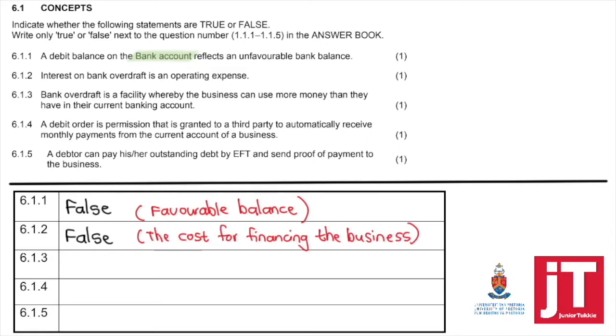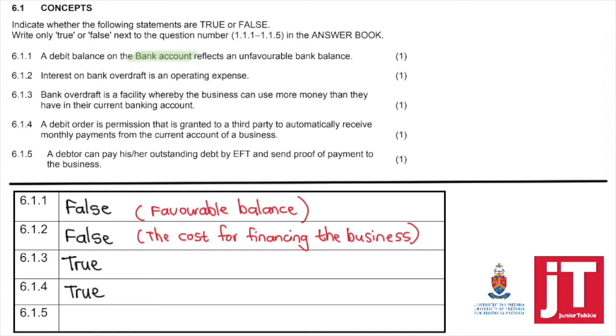The third question, bank overdraft is a facility whereby the business can use more money than they have in their current bank account. This is true. A debit order is permission that is granted to a third party to automatically receive monthly payments from the current account of the business. This is also true.